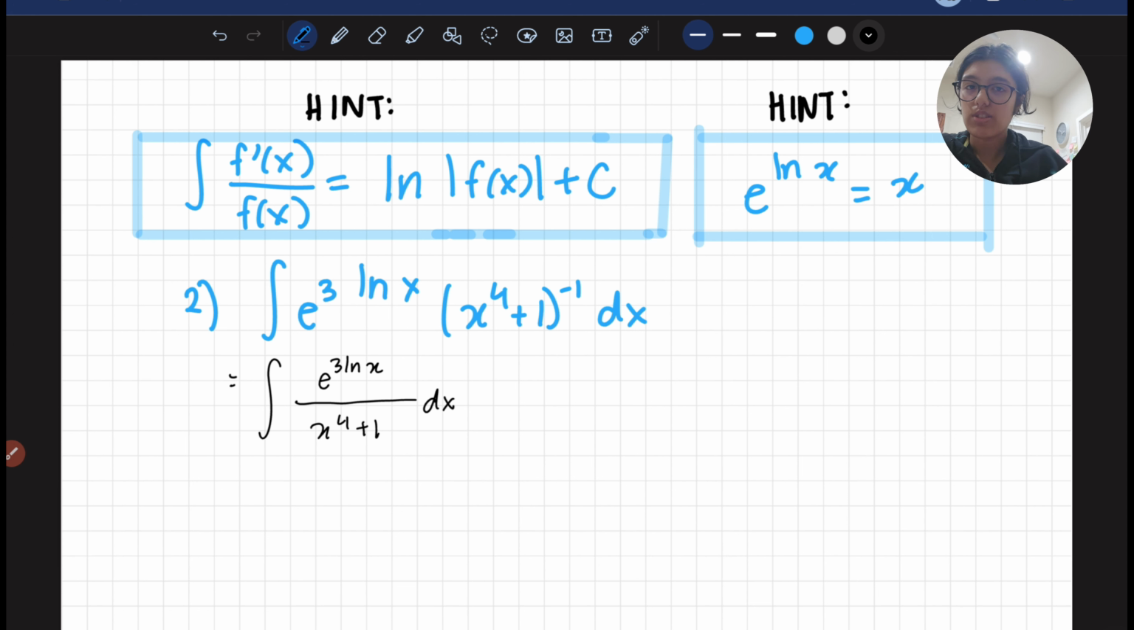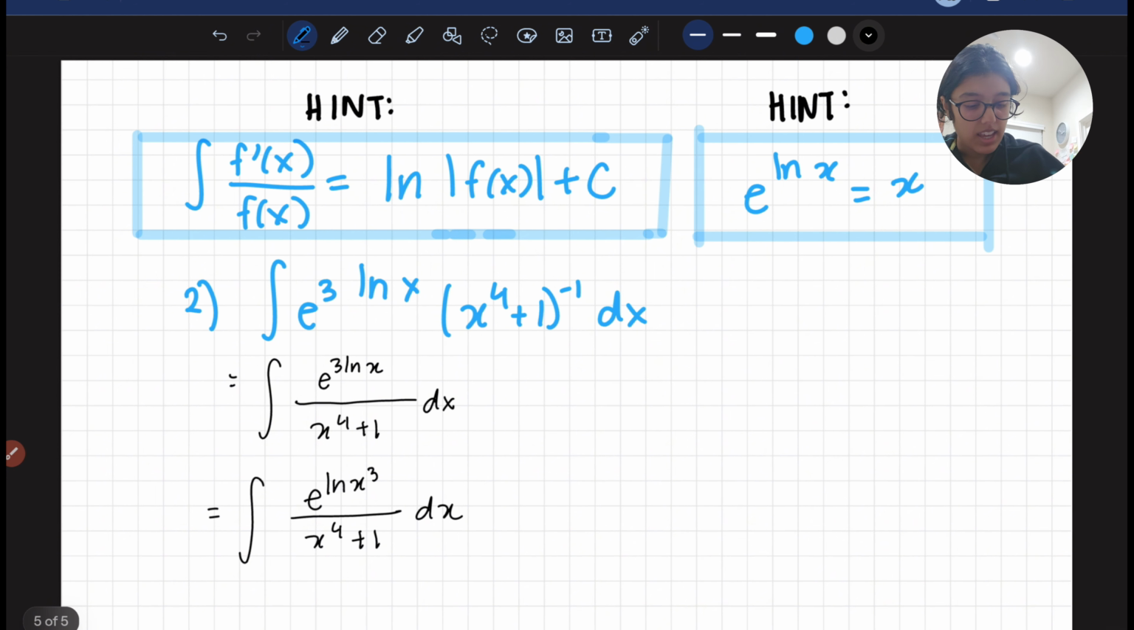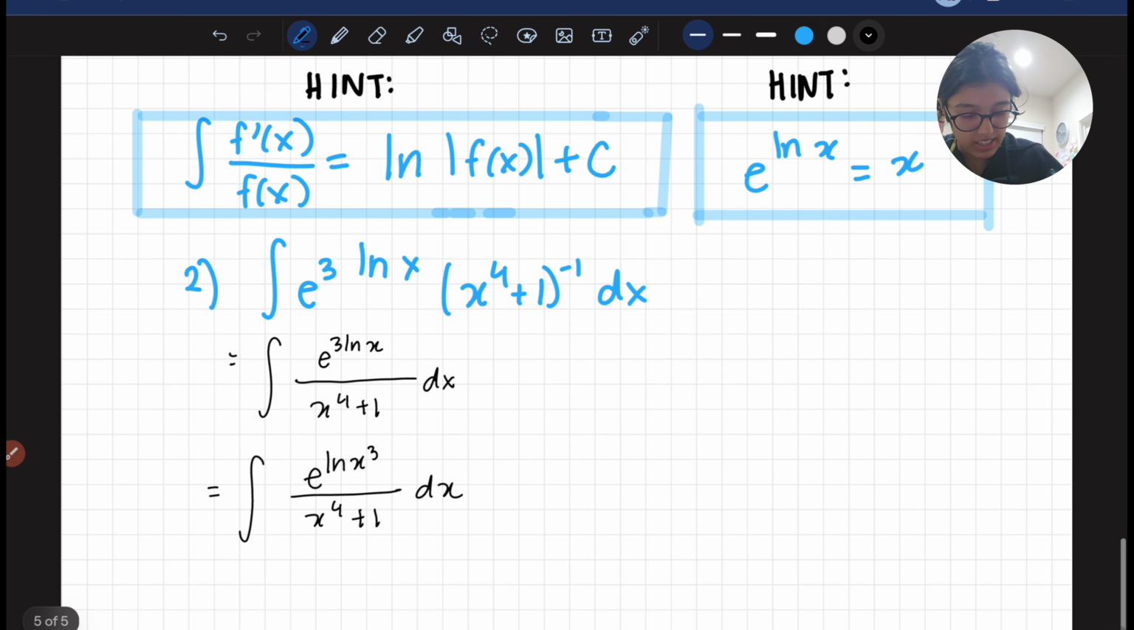I know that I can also simplify the numerator by doing the integral of e to the power of natural log. Let me rewrite that. The integral of e to the power of natural log of x to the power of 3 over x to the power of 4 plus 1 dx. And I also know that I can further simplify the numerator, giving the integral of x cubed over x to the power 4 plus 1 dx. And that is because of our second hint at the top over here.